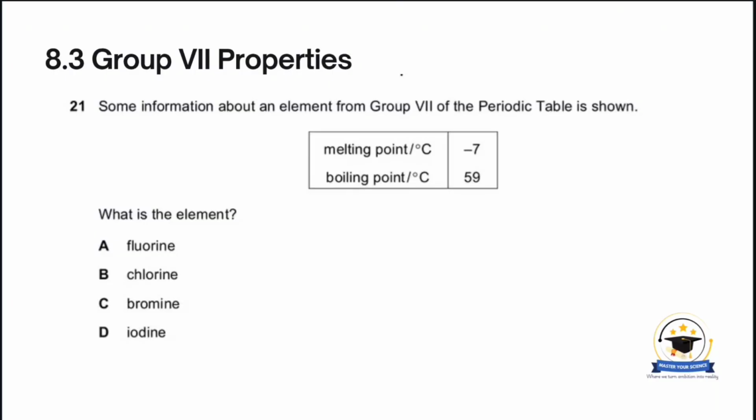Then some information about an element from group 7 of the periodic table is shown. So the melting point is -7, the boiling point is 59. So if it melts below room temperature, that means at room temperature it has to be solid, as it boils well above room temperature as well. So we want an element from group 7 which is a solid at room temperature. So that gives us iodine there as the correct answer.